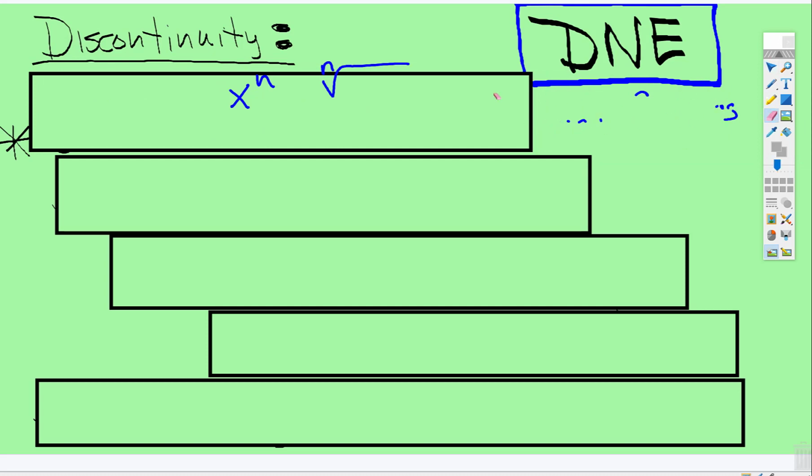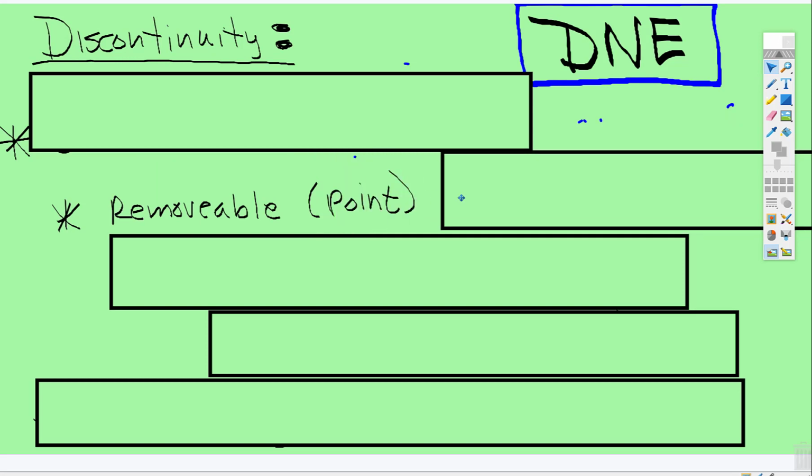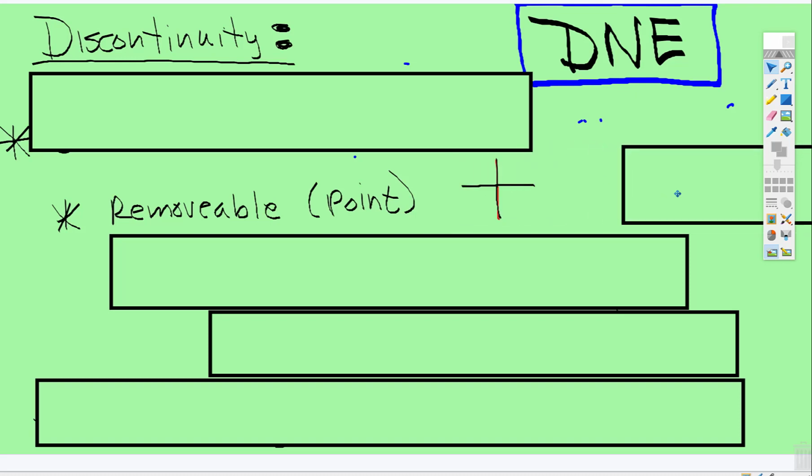However, now let's start talking about the types of discontinuity. The first type I'm going to introduce you to is removable, sometimes called point. I like point, but removable is a more visual way of describing it. It is when, say you have a graph that looks like this, but there's one point that it can't be, and there's just a little hole right there. It almost looks as if that point was removed.